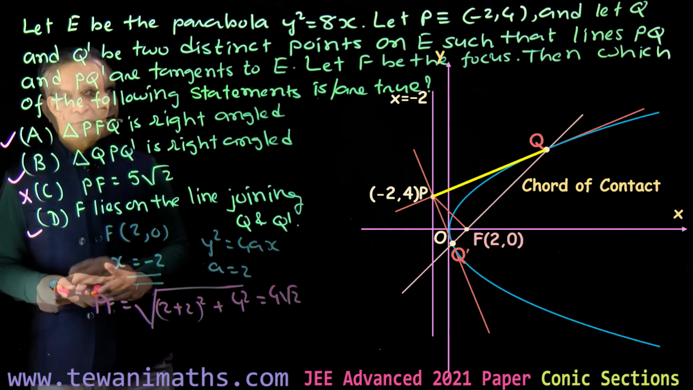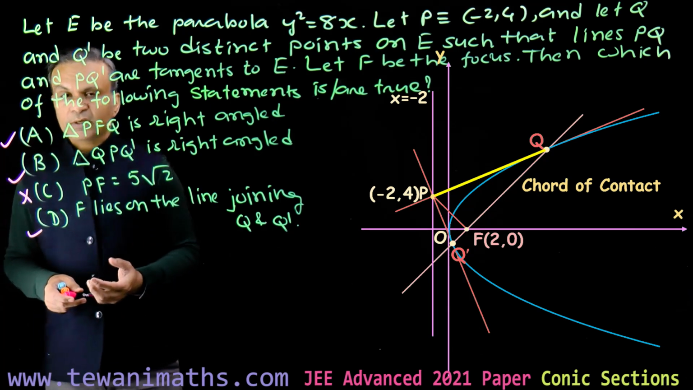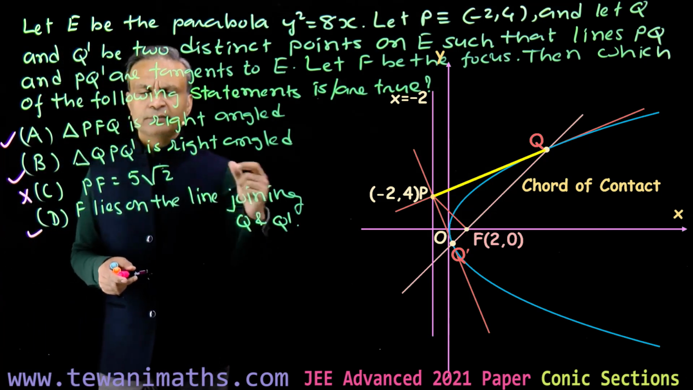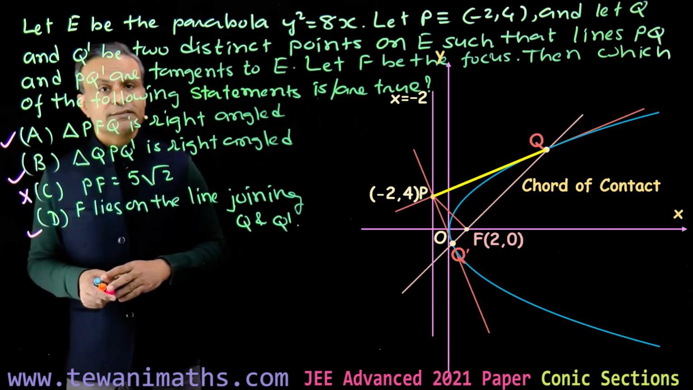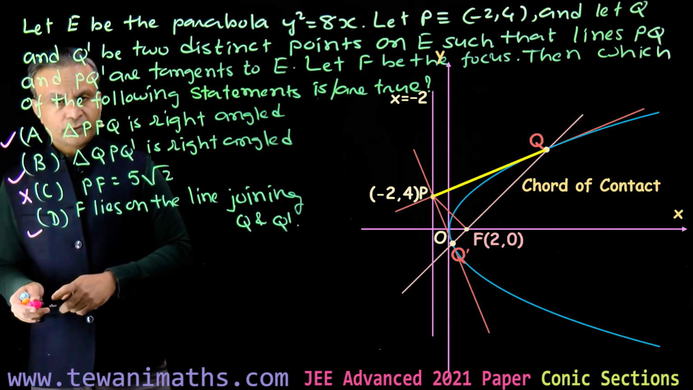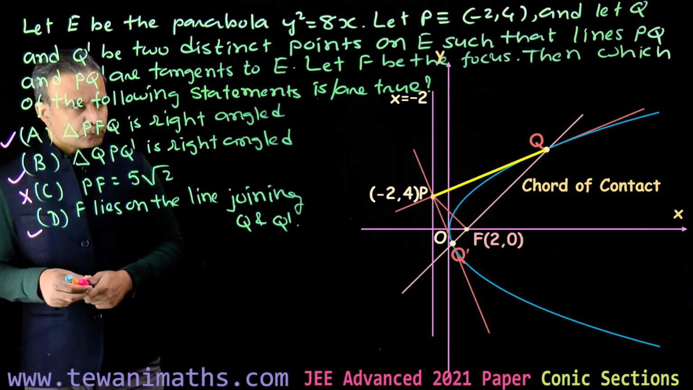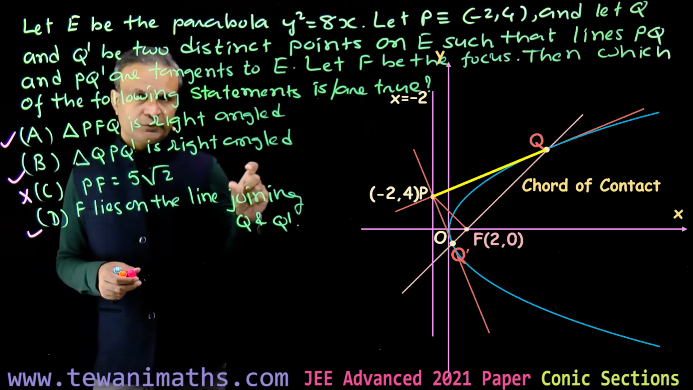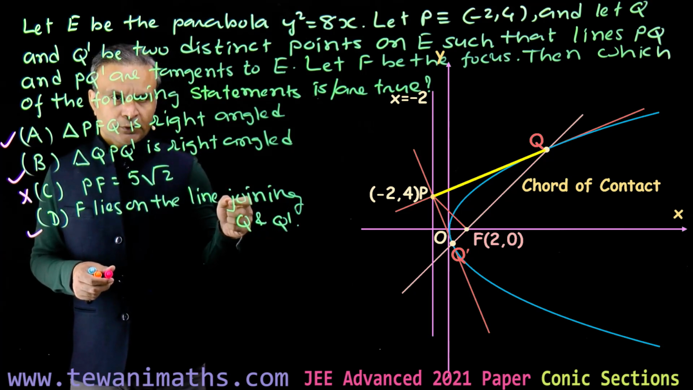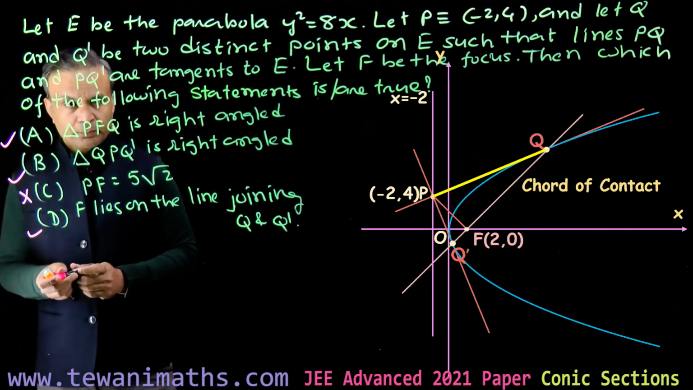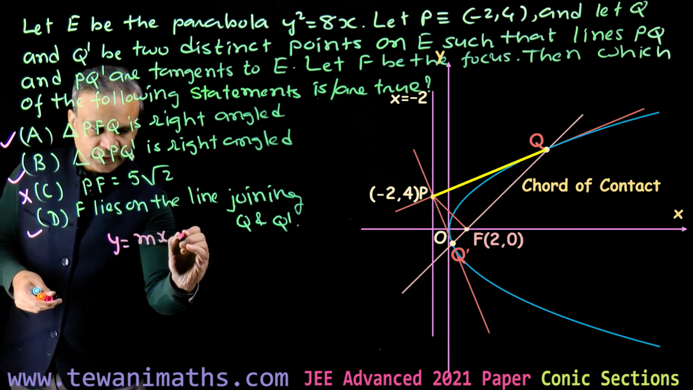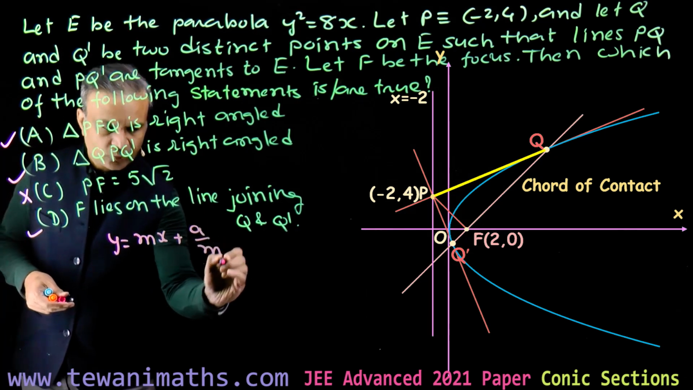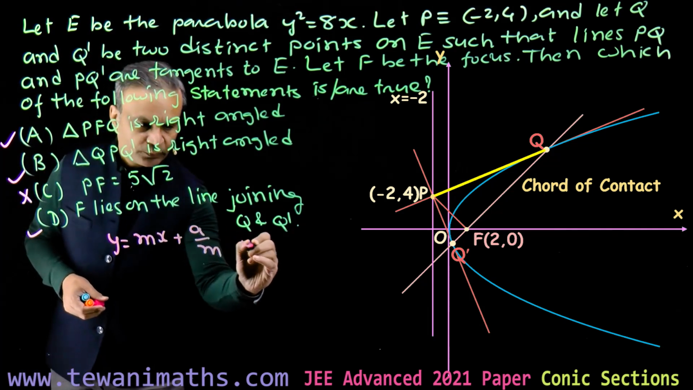Okay, now if you don't know these properties, or if you're not able to recollect these properties in exam, then also you can reply this question easily. But for that you should know how to get the equation of tangents and equation of chord of contact. Okay, now PQ is tangent to parabola. Equation of tangent to parabola having slope m is y is equal to mx plus a upon m. Okay, this is equation of tangent to parabola.